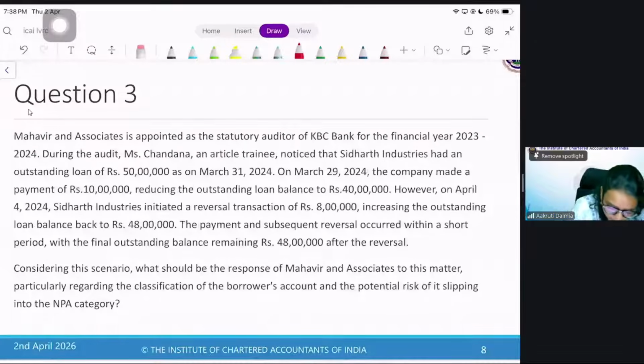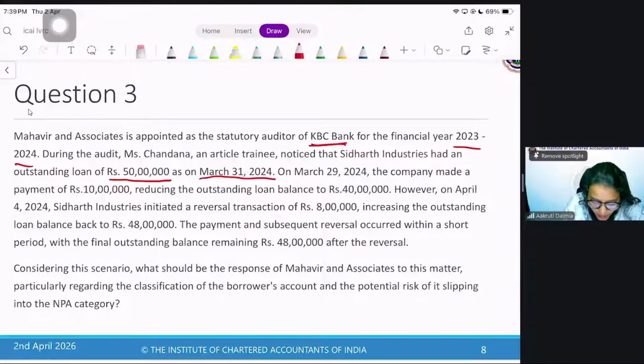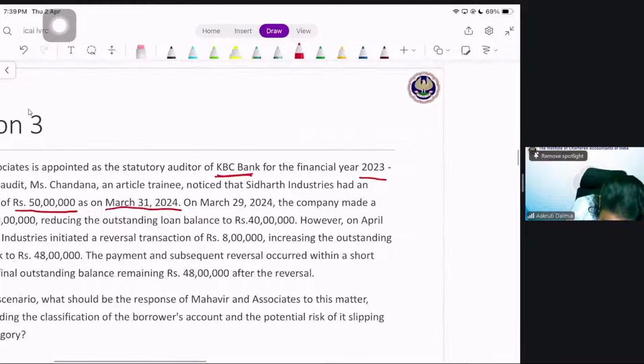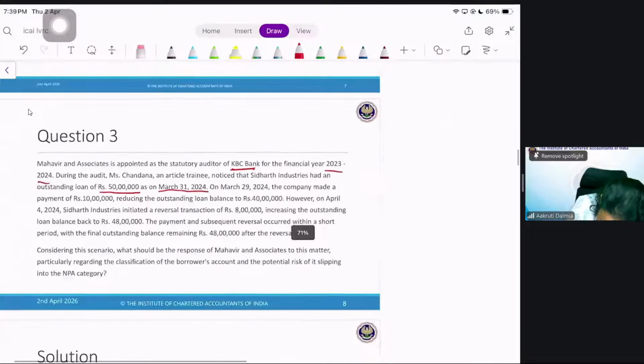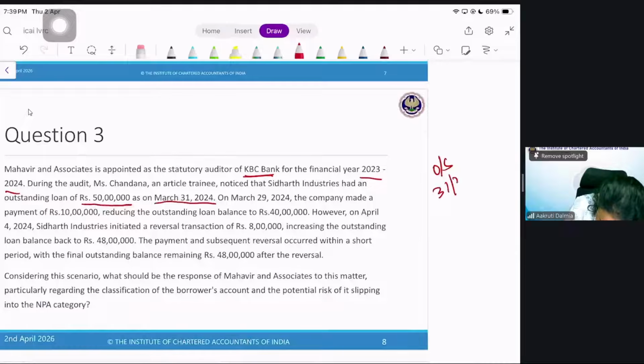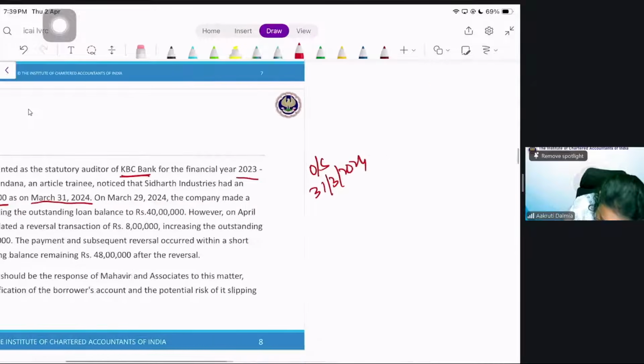Mahavir and Associates is appointed as a statutory auditor of KBC Bank for the financial year 2023-24. During the audit, Ms. Chandana, an article trainee, noticed that Siddharth Industries have an outstanding loan of rupees 50 lakhs as on March 31st, 2024. On March 29, 2024, the company made a payment. Okay, let's write it down first. How much outstanding? On 31/3/2024, outstanding is 50 lakhs.